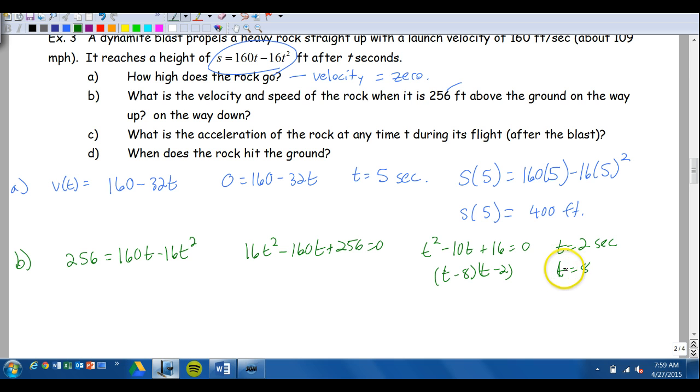And then, without even looking at a graphing calculator, by the way, you can use a graphing calculator for all this, but it's faster not to bring that up. You should know just inherently that at t equals 2 seconds, it's going up, and then at t equals 8, it's coming back down, just by laws of nature. So what is the velocity and speed when it's 256?